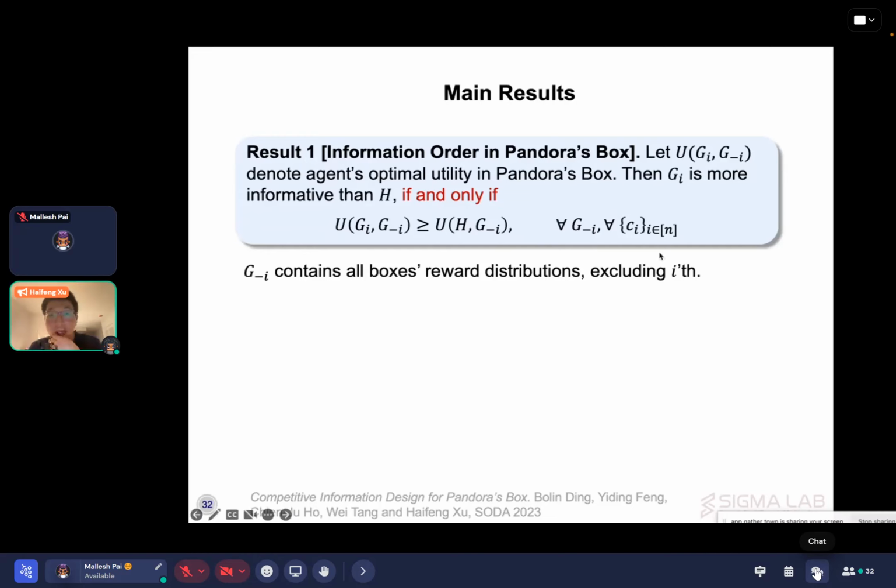Then we have the following result. G_i is more informative than H if and only if the agent's utility under G_i is larger than utility under H. So this provides a characterization in terms of the Pandora box utility for informativeness of a distribution. That's an alternative to Blackwell's information order. Blackwell characterized information order in terms of decision-making problems. We are able to characterize this order in terms of Pandora box agent utility.